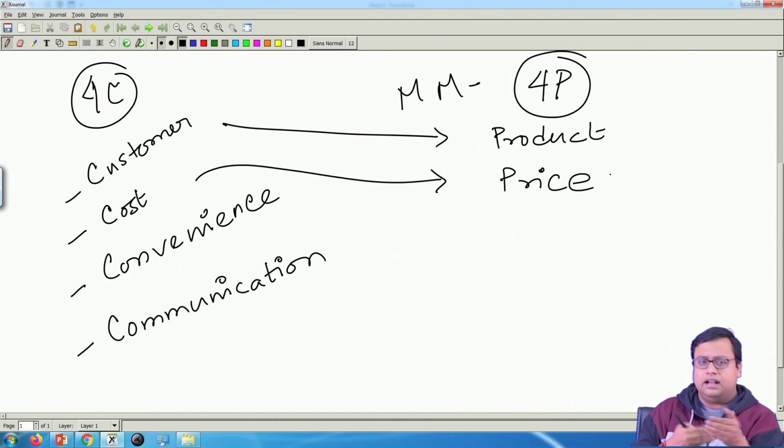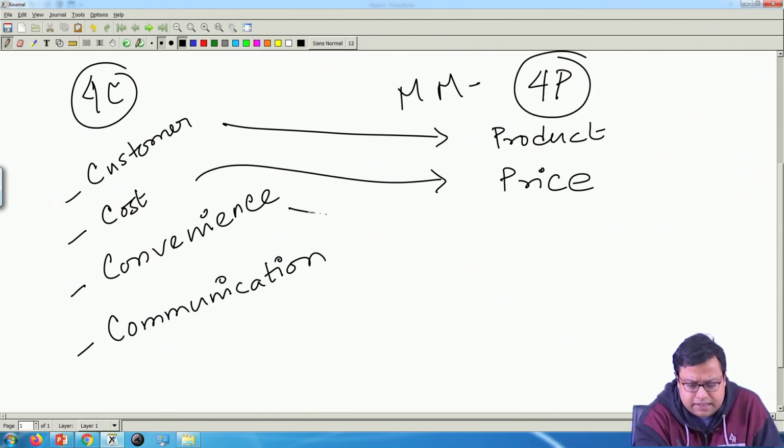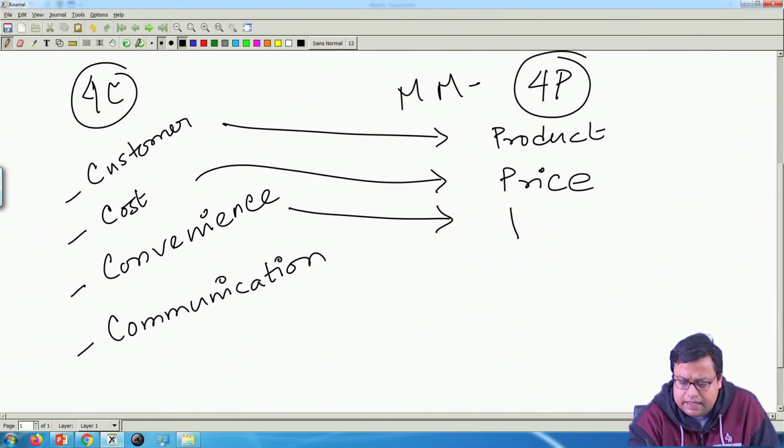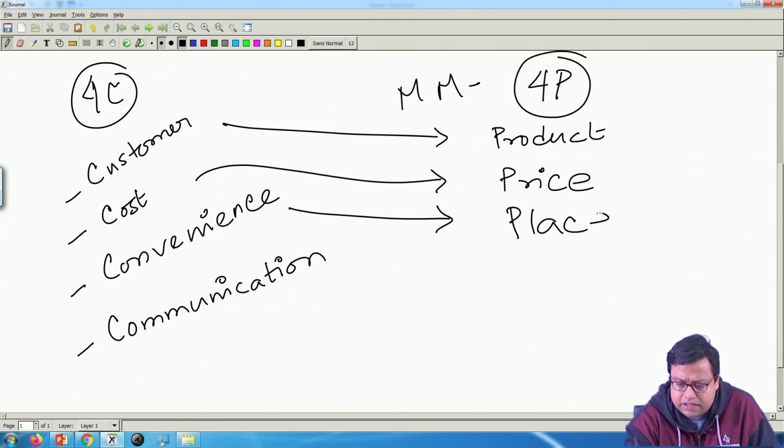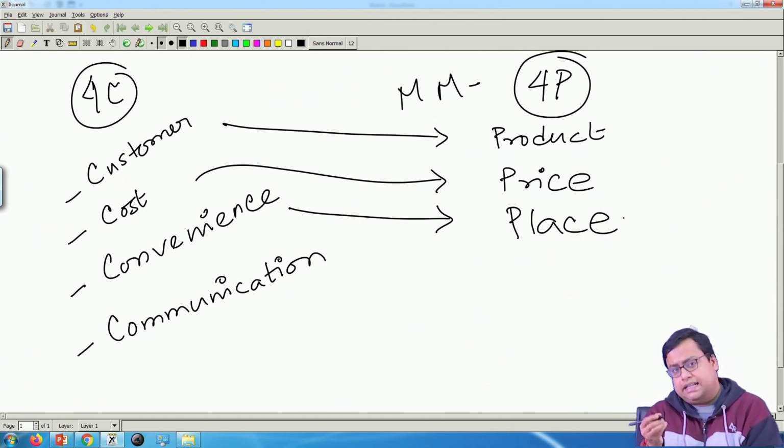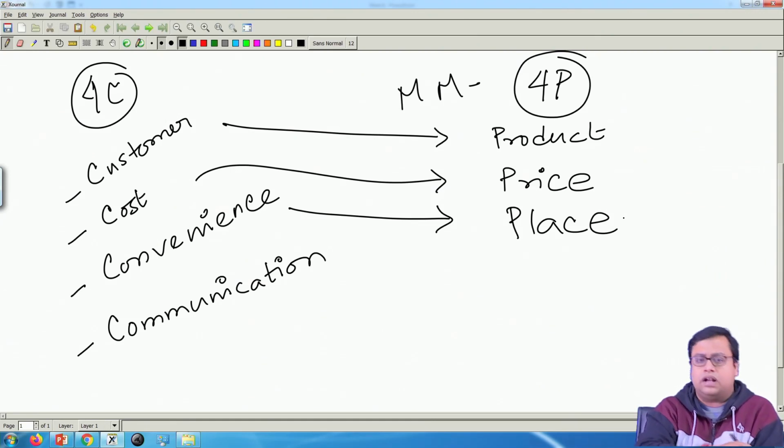Again, we have done quite a few assignments or videos on pricing. We will do more, and then comes the convenience, and here comes the place. So, exactly where will you sell it? Will you sell it at his doorstep? Will you sell it at a retail store? Will you sell it in an online store and then deliver it to his doorstep? How will you take the returns? Let us say if you are a retail company, then returns are also an important factor. So, how will you take the returns?